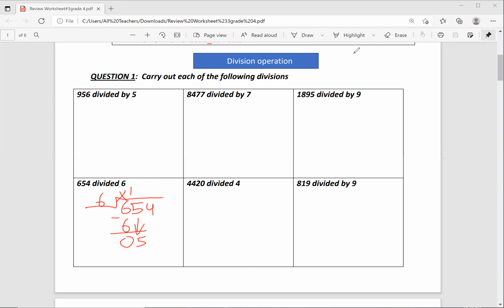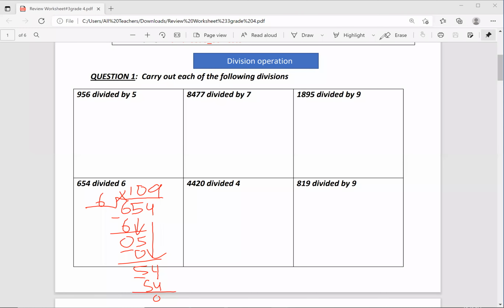Is there a number you multiply the 6 by to get 5? 5 is less than 6. So you're going to multiply by 0. 5 minus 0, it's 5. And you bring down the 4, it's 54. Now 6 times 9 is 54. And the remainder is 0. So all of them have the same steps. So I just advise you to solve them on your own.